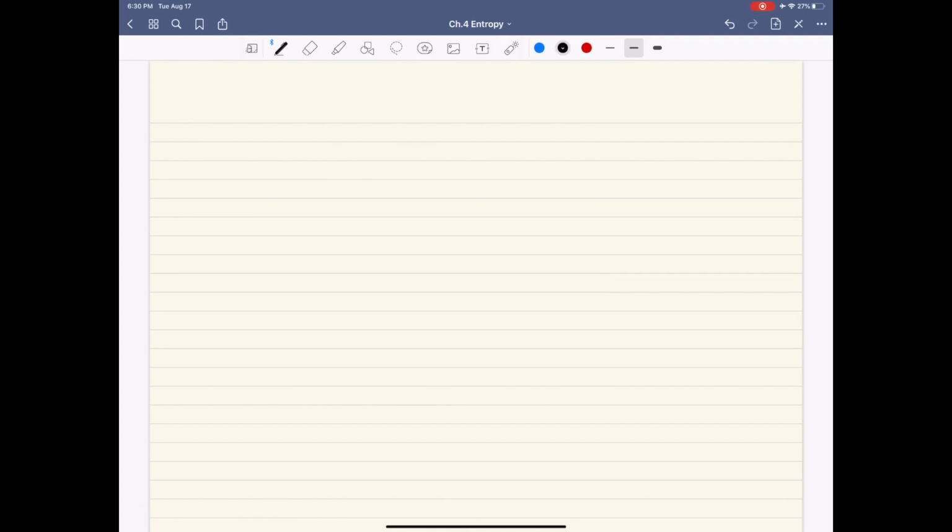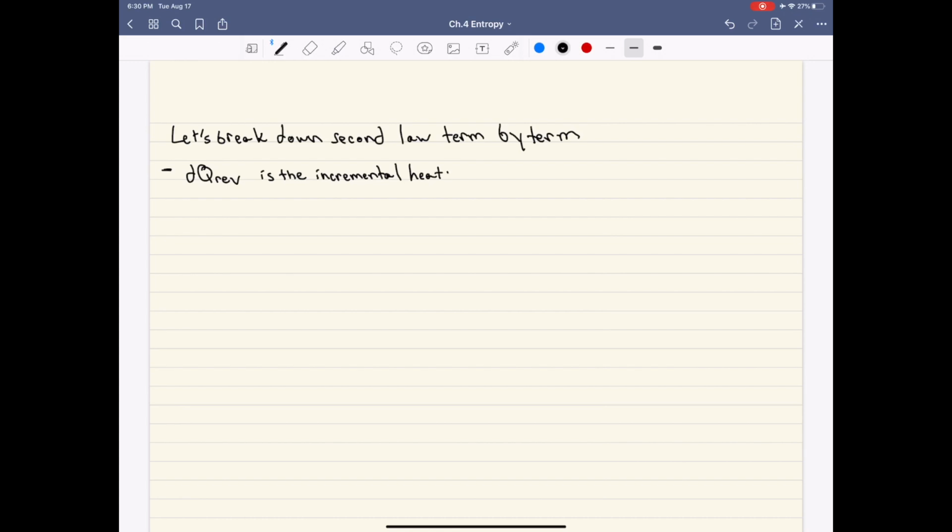All right, so let's break down the second law term by term. All right, and so the first thing I want to talk about is that dq rev. And so this dq rev, you could think of this as the incremental amount of heat required for that reversible process to occur.